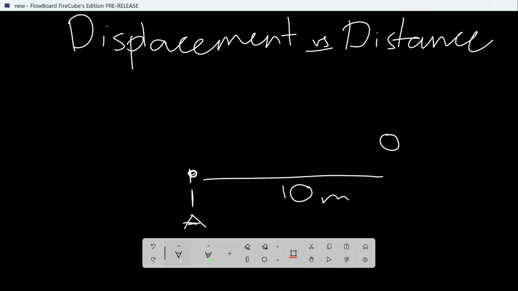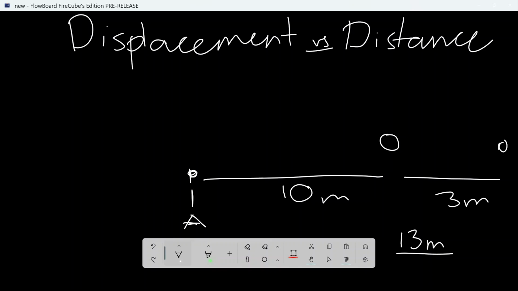Well, what if it rolls a little further? It rolls another 3 meters, maybe. Now it's here. There's the ball. Well, how far is it from the starting point? It's now 10 plus 3 meters away from the starting point. That's 13 meters. That's the displacement. How far away it is from where it started out. 13 meters from the beginning. What's the distance? Well, we think about how far has the ball rolled. It has rolled also 13 meters.